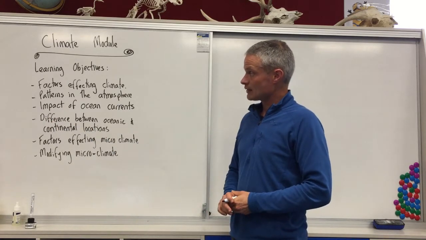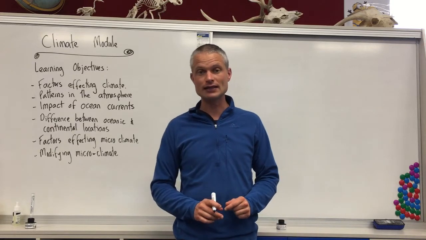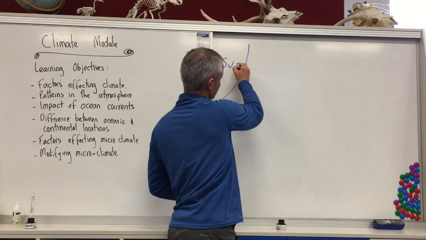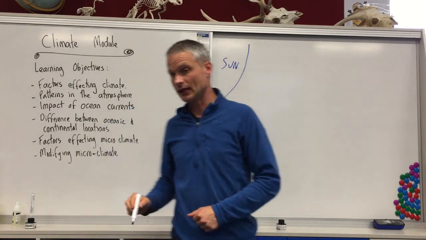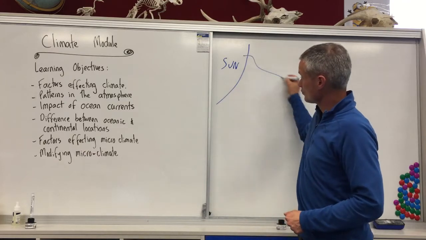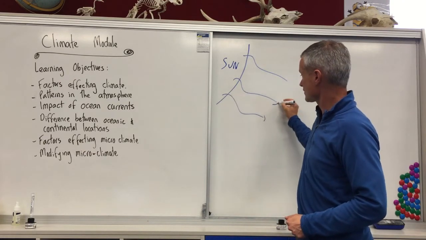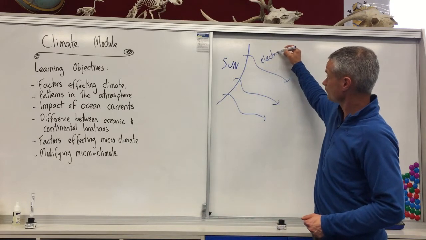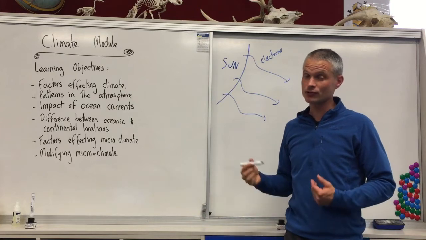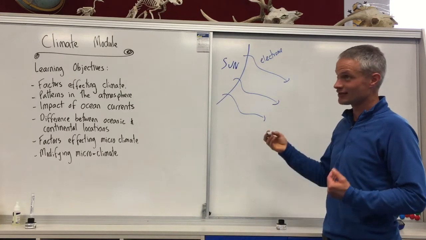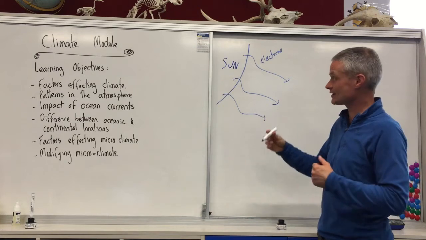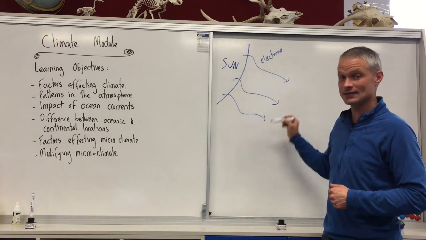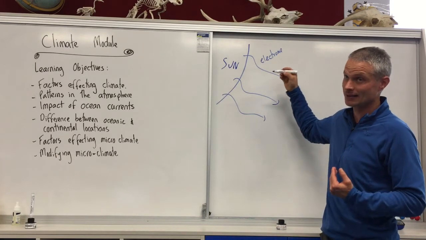So the factors affecting the climate, the first one is really the energy from the sun. The sun is directing energy to the earth, sending out electromagnetic radiation, so that's visible light, ultraviolet light, infrared light. It's all different wavelengths of light, and heat is infrared light. So heat is actually a type of electromagnetic wave.